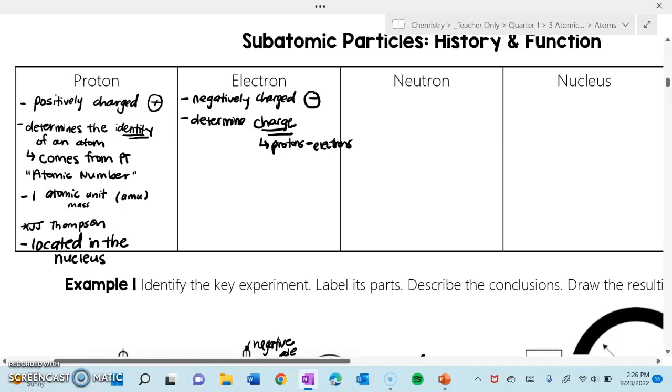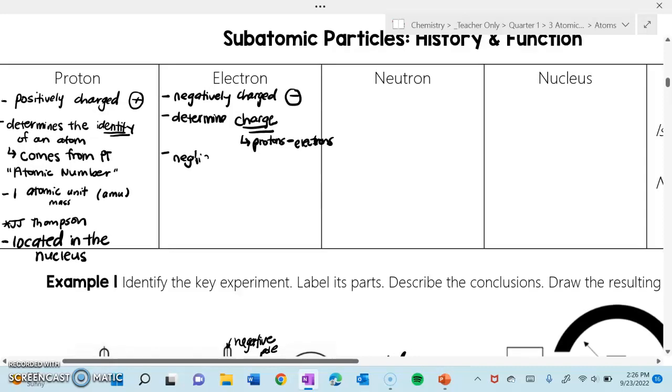Because a neutral atom has equal protons and electrons. When the positive and the negative balance out, the charge is 0. It has negligible mass, meaning 0, negligible.